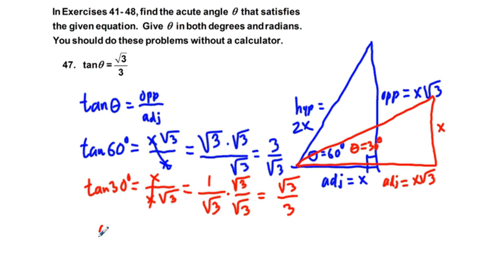Therefore, for this relationship to be true, theta is going to have to equal 30 degrees. And in radians, it's going to have to be equal to pi over 6 radians.